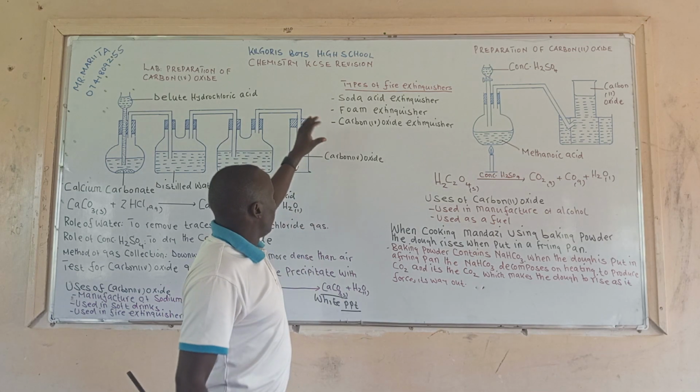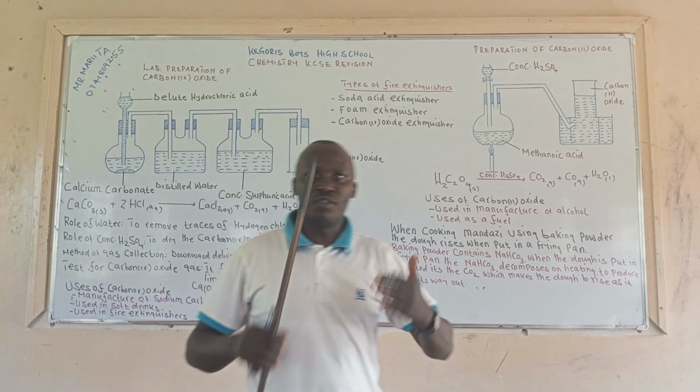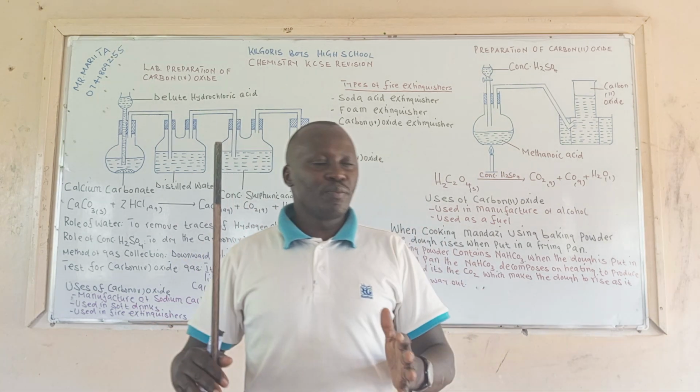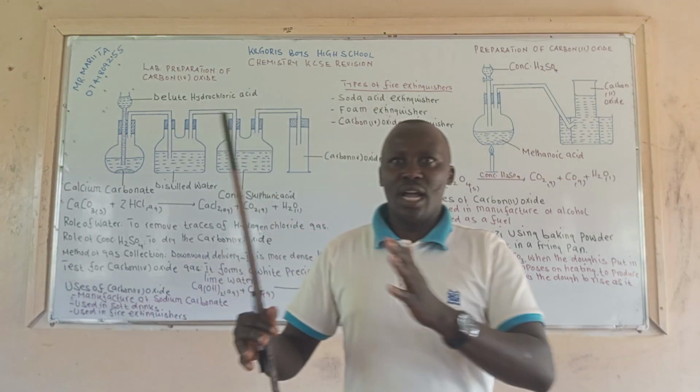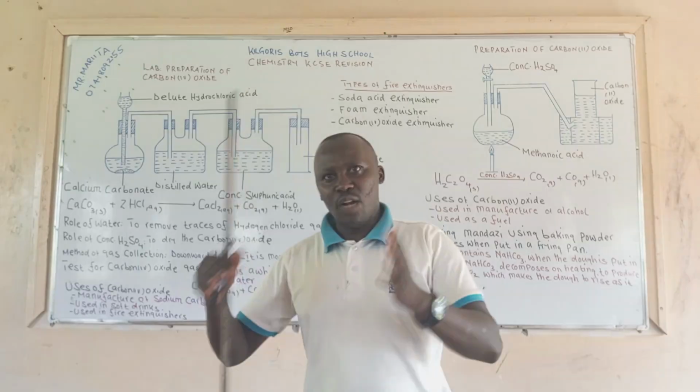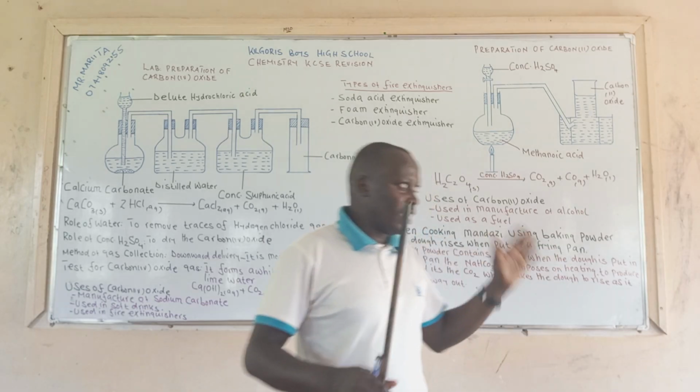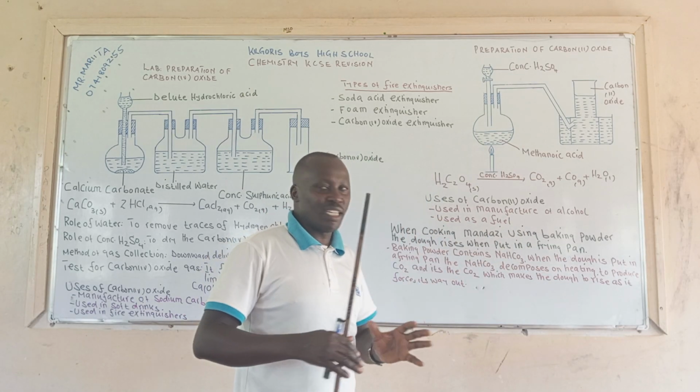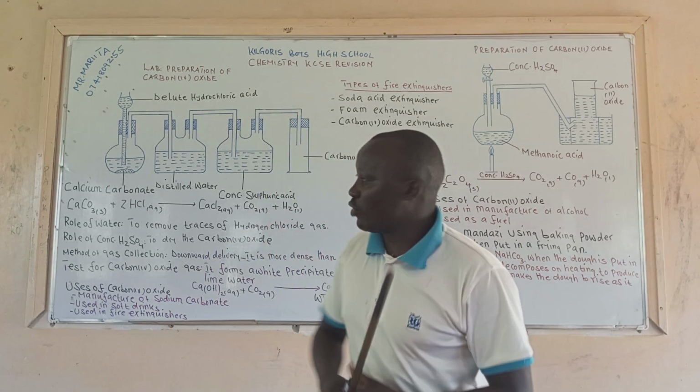Another type of fire extinguisher is the foam extinguisher. This one normally contains sodium hydrogen carbonate and aluminum sulfate, which is acidic. So when these two react, they will produce carbon dioxide.